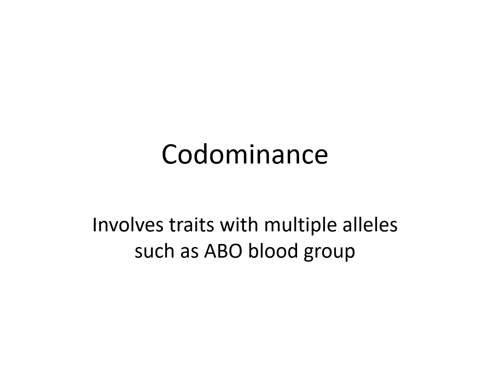Now another way of inheriting traits is called codominance. In this case, it involves traits with multiple alleles that are equally expressed, such as in the ABO blood group. Remember that in blood typing, you can have blood type A, B, AB, or O. So that's called the ABO blood group.